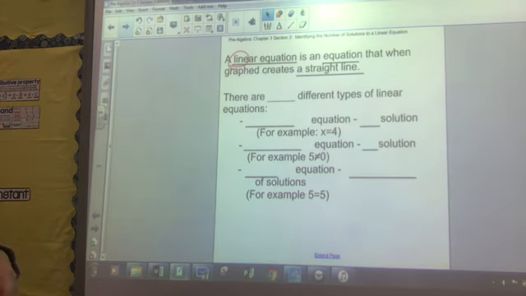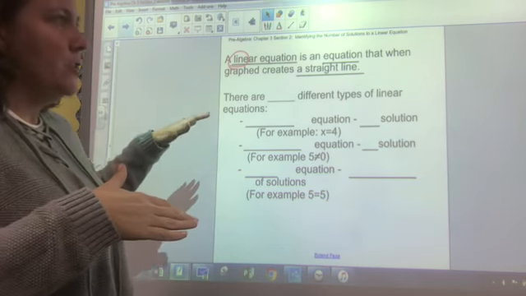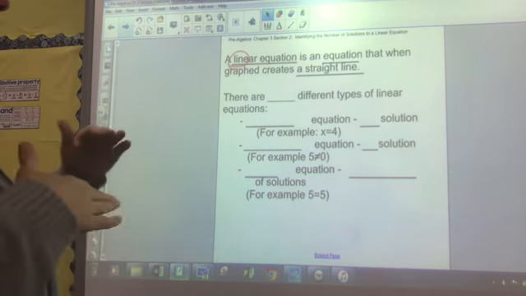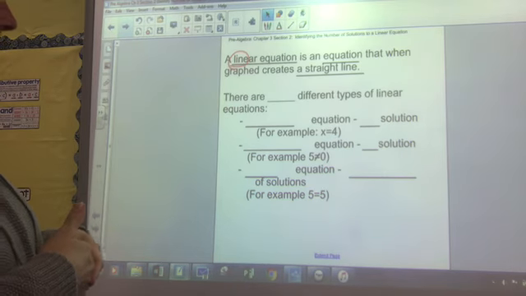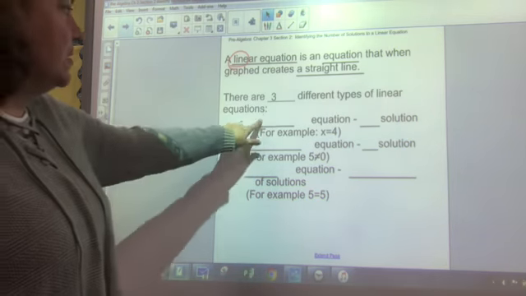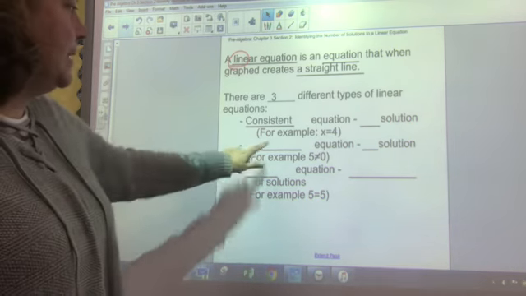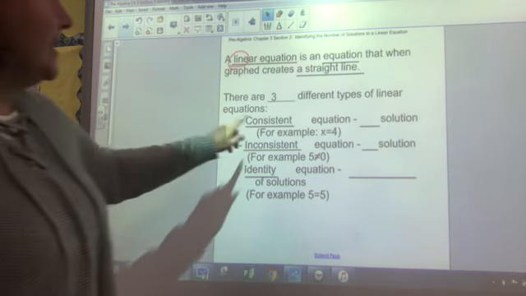You guys will be graphing equations, I think, next chapter. All the equations you've had that do not have exponents, when you graph them, are a straight line. There are three different types of linear equations: consistent, inconsistent, and identity equations.